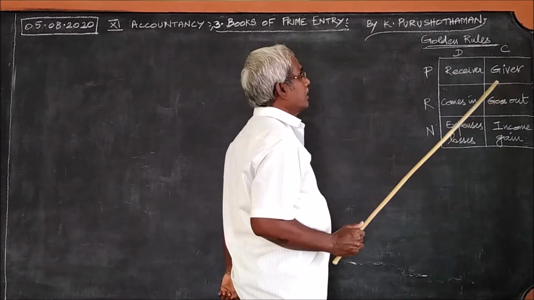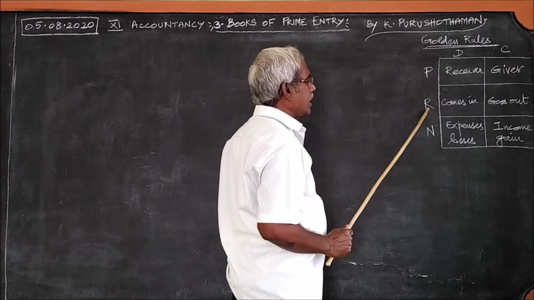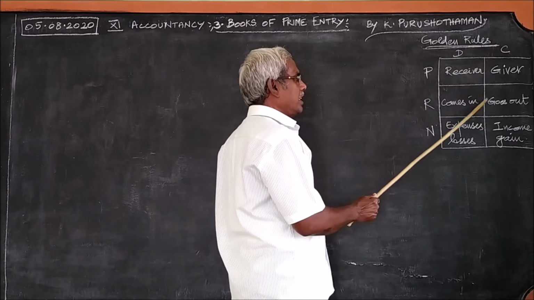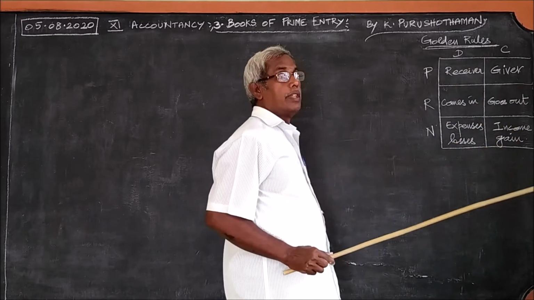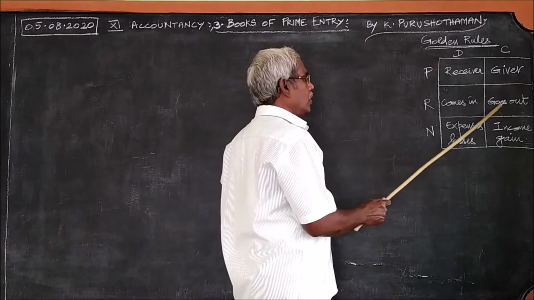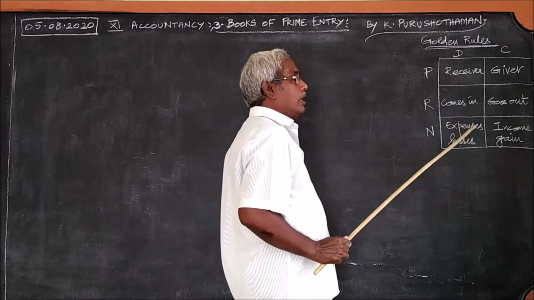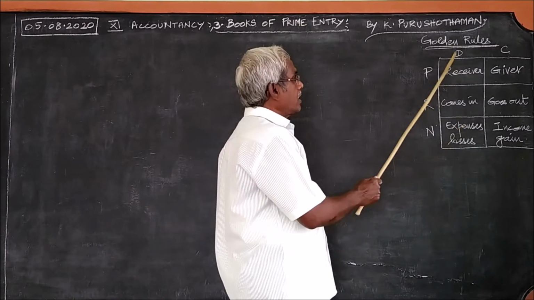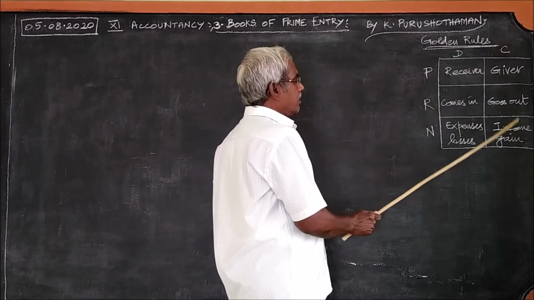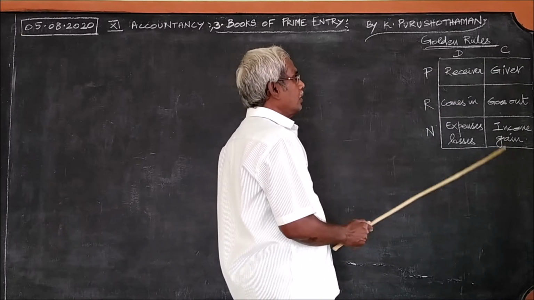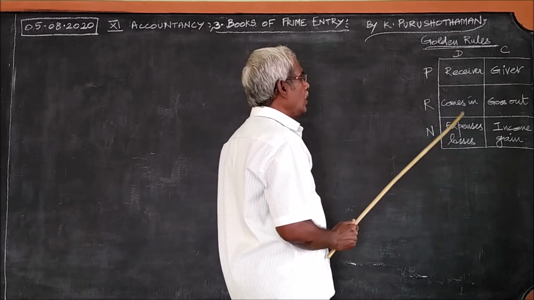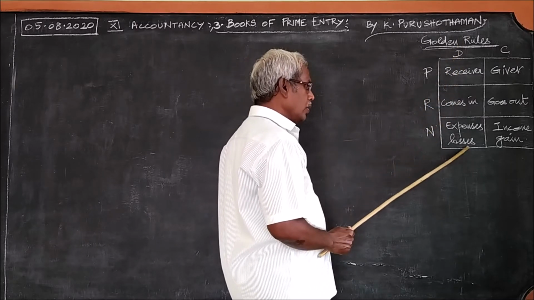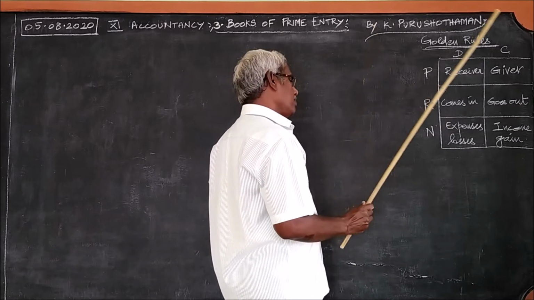And the second type of account, real account: debit what comes in, credit what goes out. This is the golden rule for real account. What about the nominal account? Debit all expenses and losses, credit all income and gain. So, these are the 3 golden rules of accountancy. Only using these 3 rules, any account is prepared.